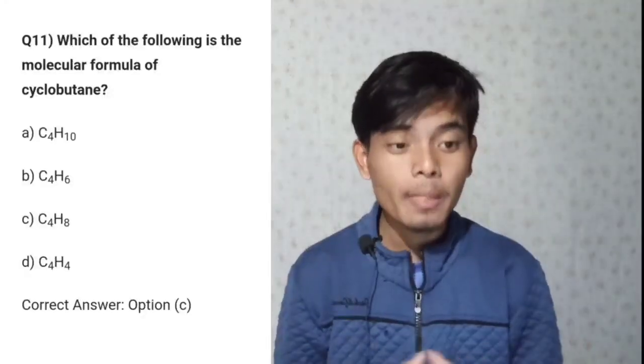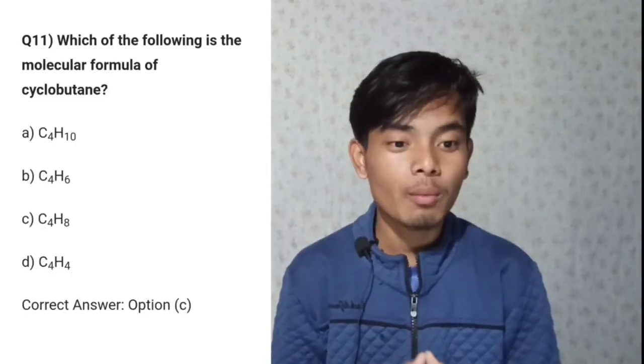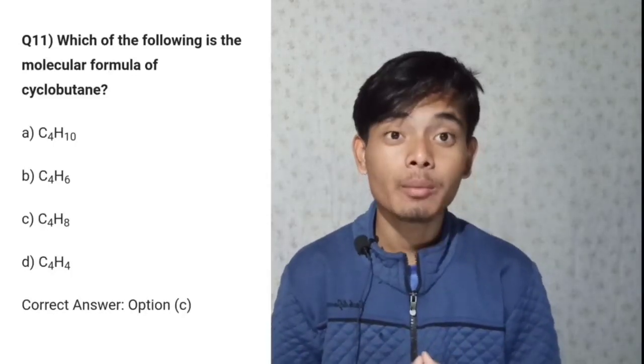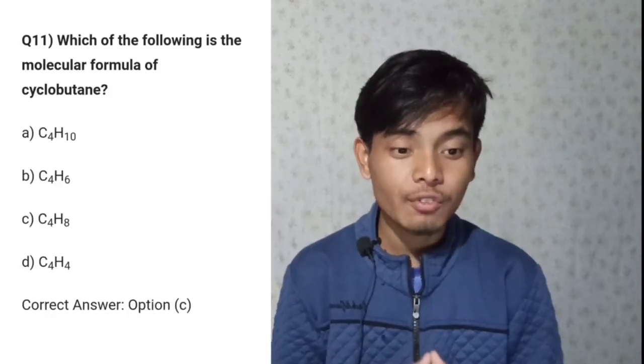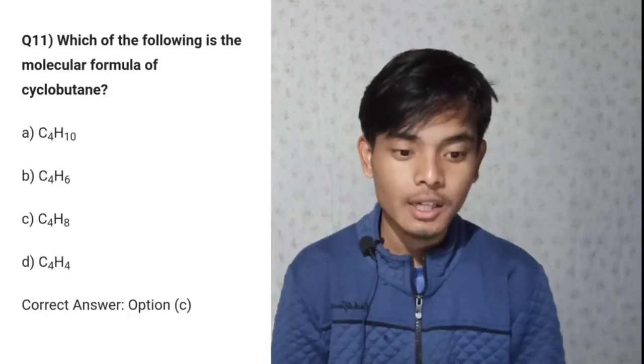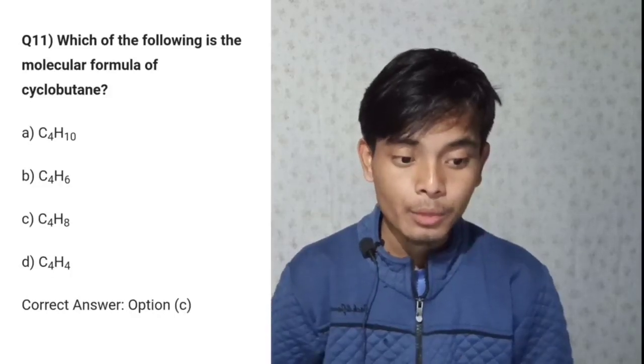So first question, which of the following is the molecular formula of cyclobutane? Options: C4H10, C4H6, C4H8, C4H4.